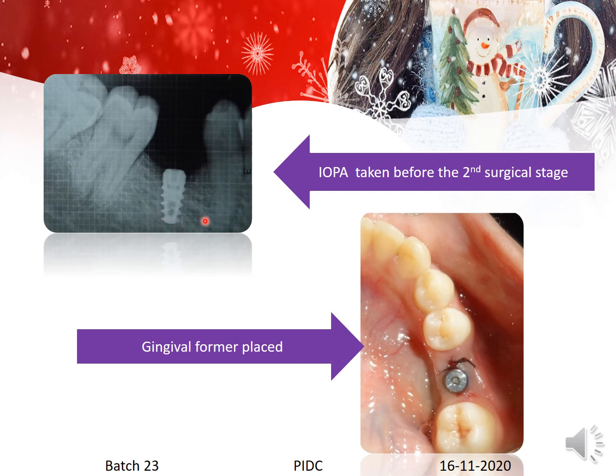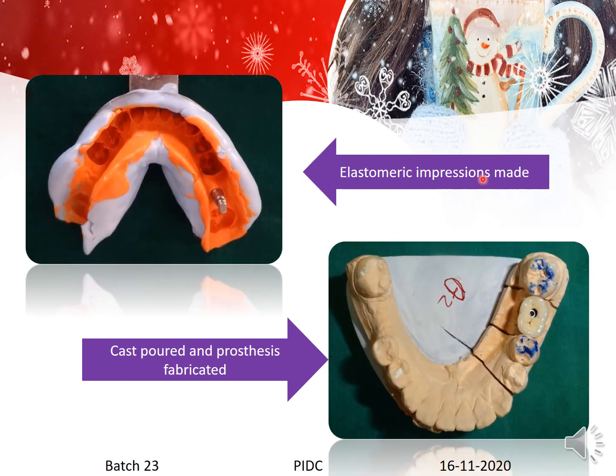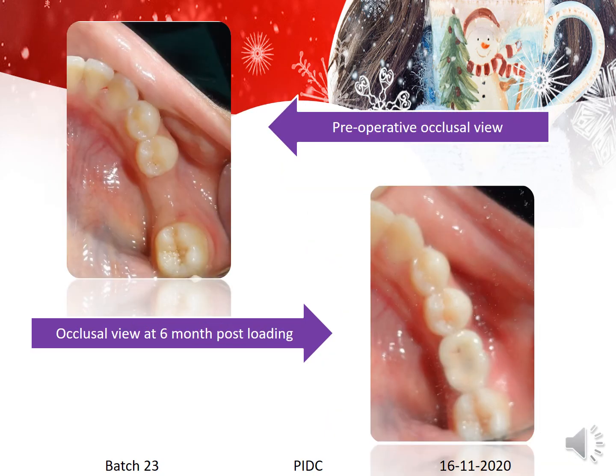Following which we remove the healing cap or the cover screw which is present, and then we have placed the gingival former so that the tissues around it take the form of the original gingival tissues. And then you can see the elastomeric impression with the transfer coping which is present. The cast is poured and the prosthesis is fabricated. So here it is going to be a screw type of abutment which we are going to give, and you could see the preoperative view, and this is the 6 months loaded post-operative view.